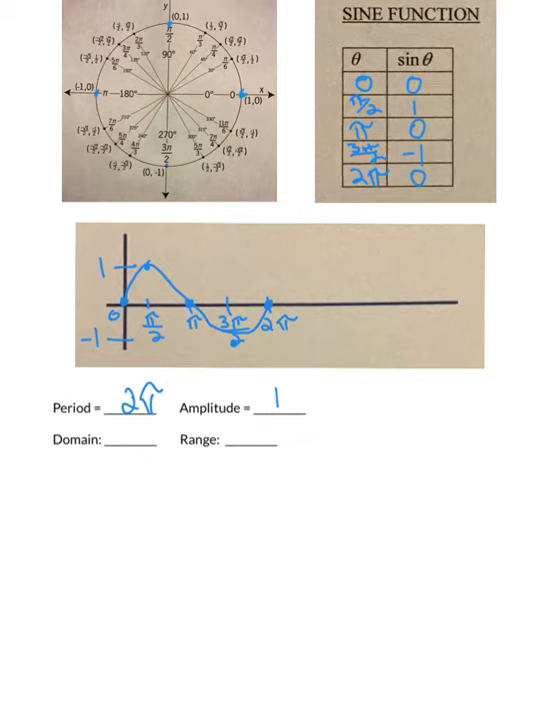The domain. What x values get used? Well, this thing goes on forever to the right and to the left, so what x values get used is all real numbers, which we write as -infinity to infinity. The range is the y values. Notice that the lowest we went was -1 and the highest we went was +1. We always go from the smallest to the largest, so we go from -1 to +1. Both of those numbers are included, so we put square brackets around them to show that they are included.